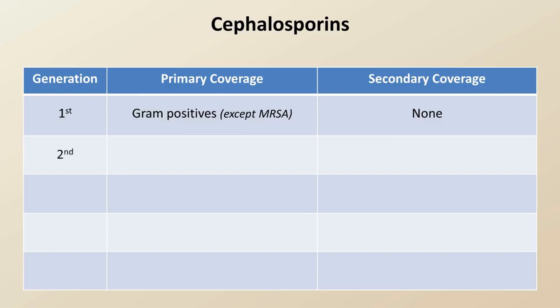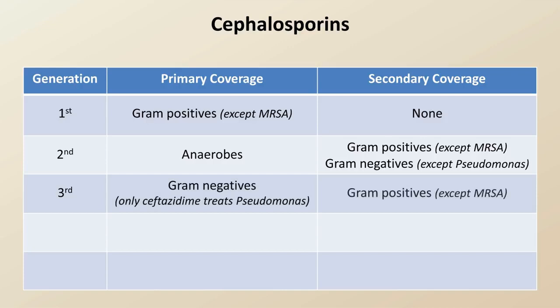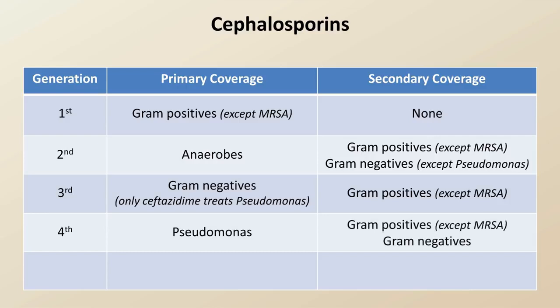Second generation is directed towards anaerobes, with also activity towards gram-positives and gram-negatives. Third generation is primarily directed at gram-negatives, with gram-positives as secondary coverage. Fourth generation is for Pseudomonas, but also gram-positives and gram-negatives. And fifth generation is for MRSA, as well as other gram-positives and gram-negatives.